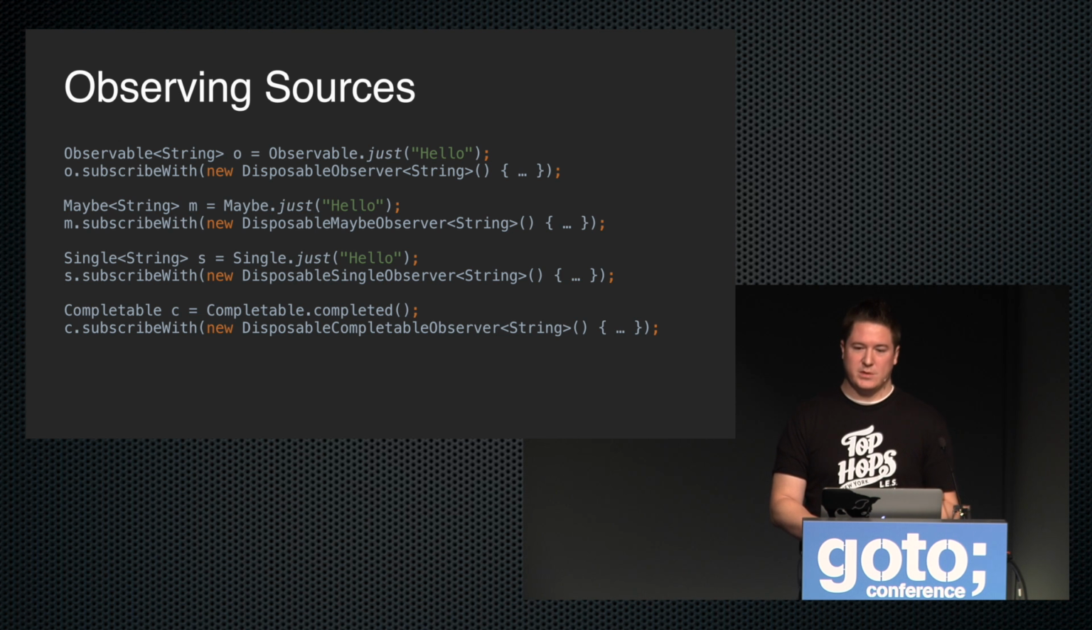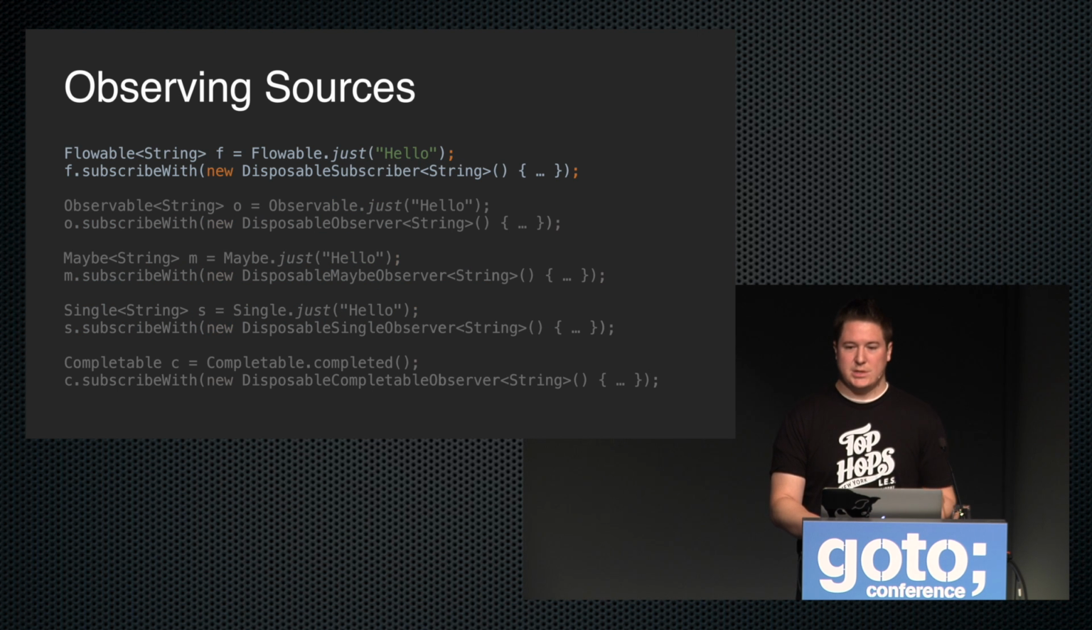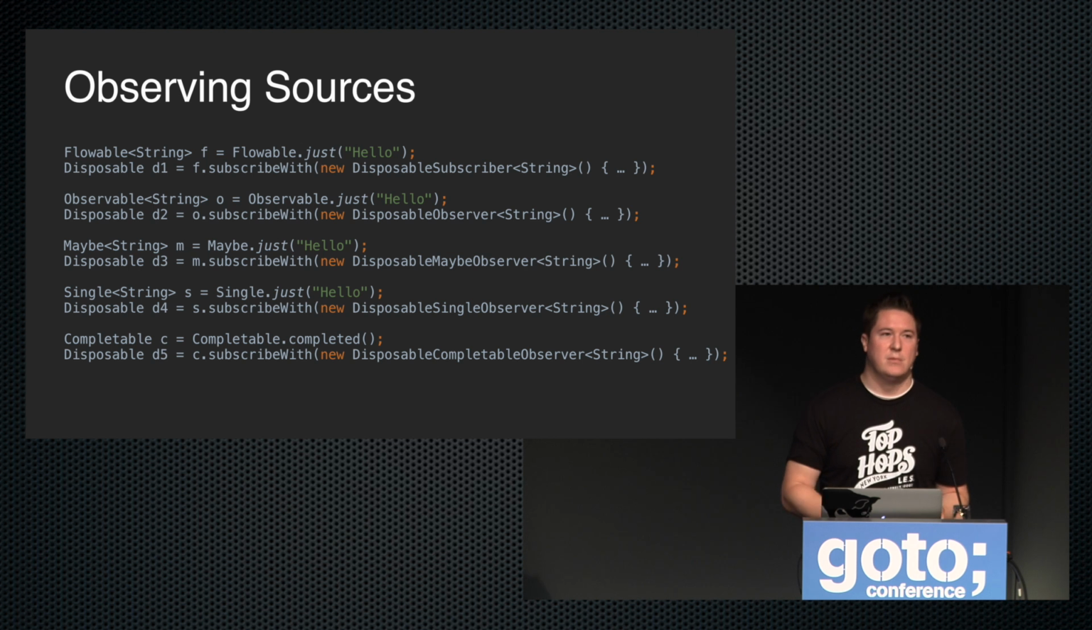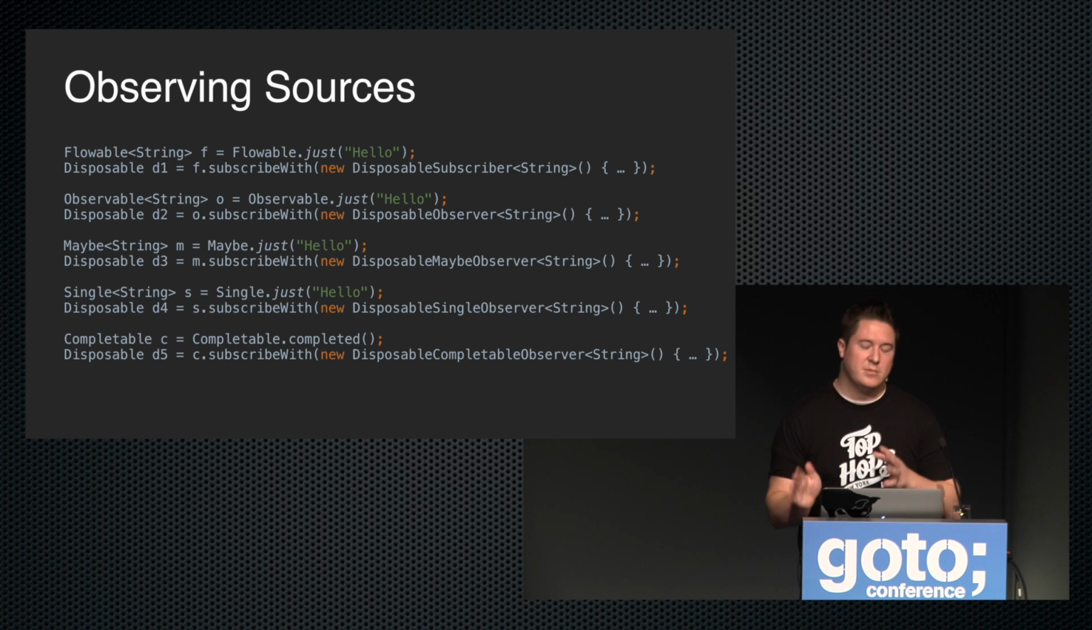So you have these on all four non-backpressure aware types, the ones that use observer. And there actually is one on Flowable, even though Flowable uses the subscription callback, not the disposable one. The type we provide in RxJava 2 actually allows you to model it in the same way. So you get a disposable back from all 5 types, even though Flowable is a little bit different.